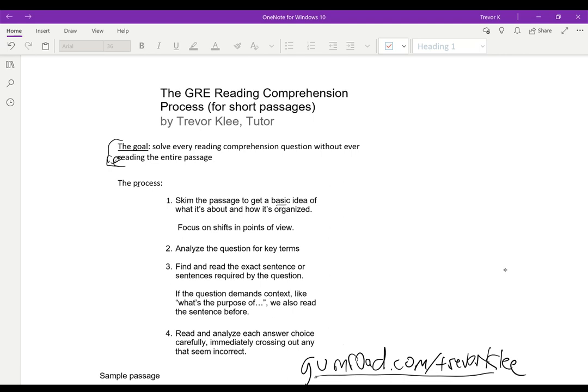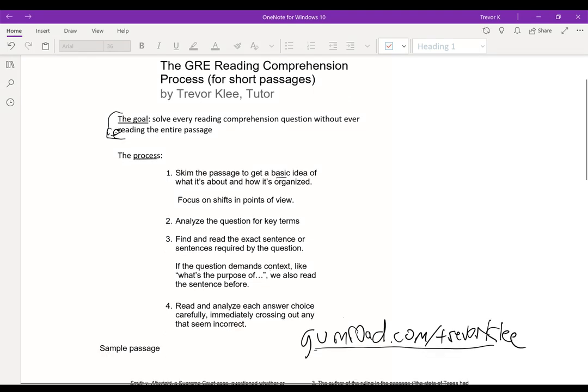Well, I have to follow the process. So let's talk about the process. So first, I skim the passage to get a basic idea of what it's about and how it's organized. Now, my favorite way of doing that is by reading first sentence, last sentence. Sometimes when you're reading a very short passage that gets you basically the entire passage already.